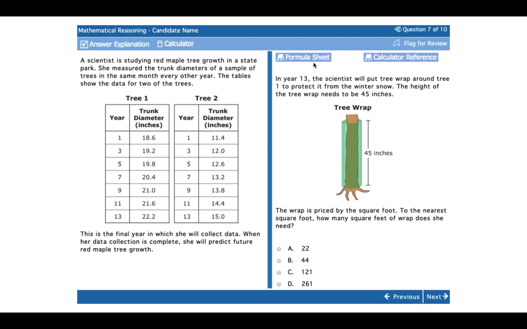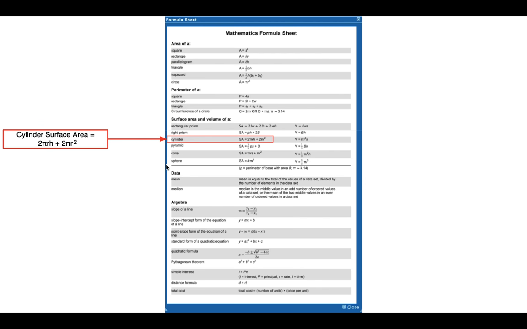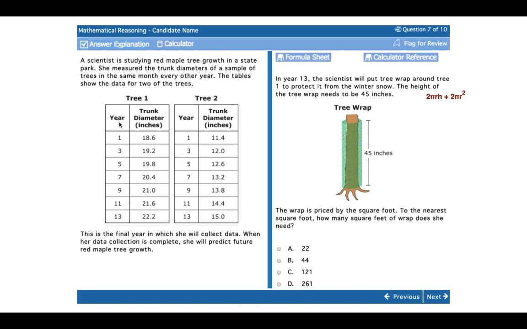Let's look at the formula sheet. You need to recognize, they don't tell you that this, like a long tube, there's not a surface area of a tube, there's a cylinder. And this is it. Surface area of a cylinder is equal to 2 pi r h plus 2 pi r squared. Great. Okay, now we have the formula.